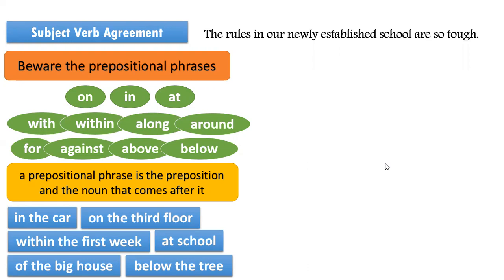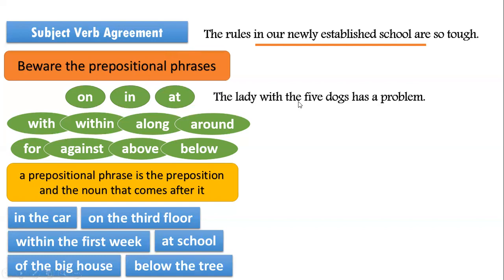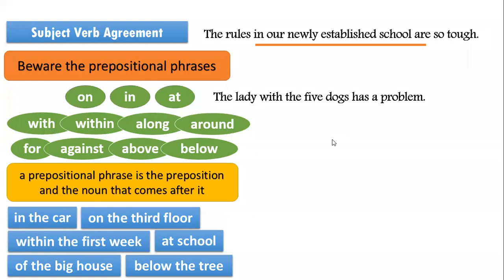Not only, ya Ahmed. We have some words missing. Here is the prepositional phrase, ya shabab: in our newly established school. All right? Starting from the preposition until before the verb. Let's try this one. The lady with the 5 dogs has a problem. Where is the prepositional phrase here? You're perfectly right. With 5 dogs is the prepositional phrase.